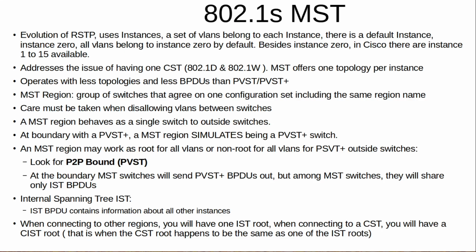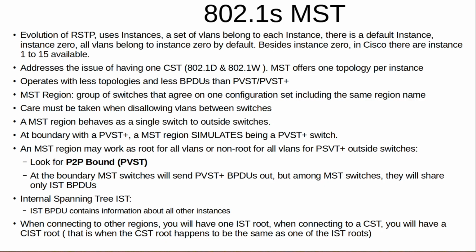An MST region behaves as a single switch to outside switches. If you connect your MST region to PBST Plus, the MST region will simulate being a big PBST Plus switch. At the boundaries, if you issue the command show spanning tree, you will see the port type P2P bound PBST. And you can configure your region to work as a root for all VLANs or non-root for all VLANs for intercommunicating with PBST Plus. You only have those two options. There is no middle ground.